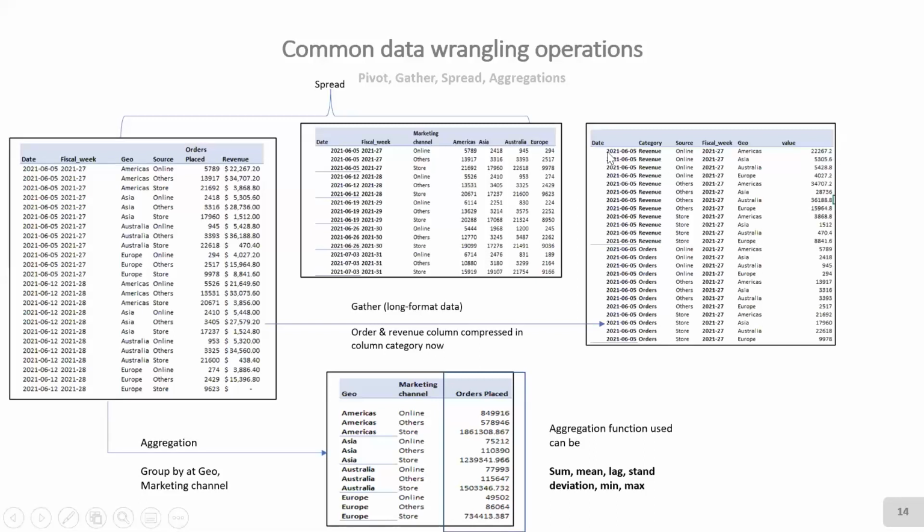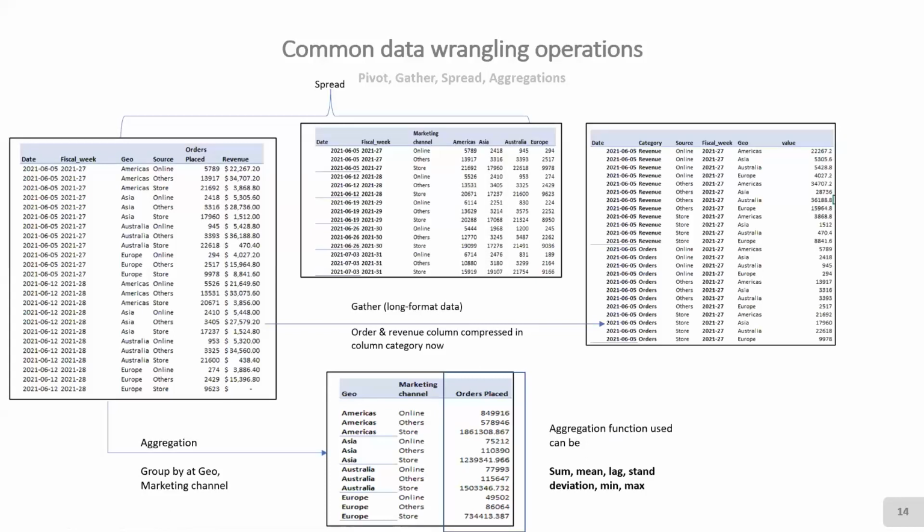And what I've done is I've condensed this order, place, and revenue column into a categorical field. And now we can clearly see there is a revenue field and order fields, where their corresponding values are still in the continuous format.